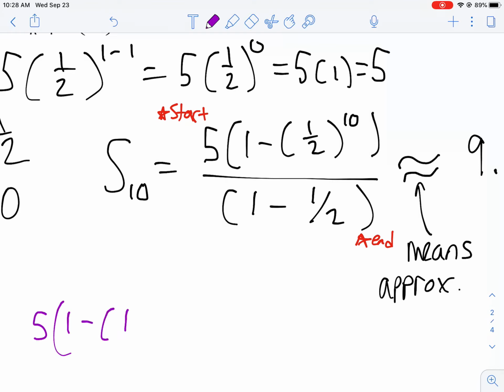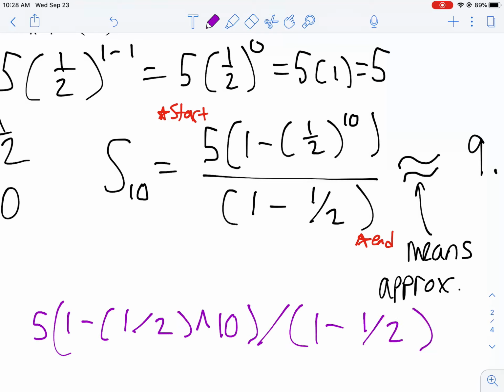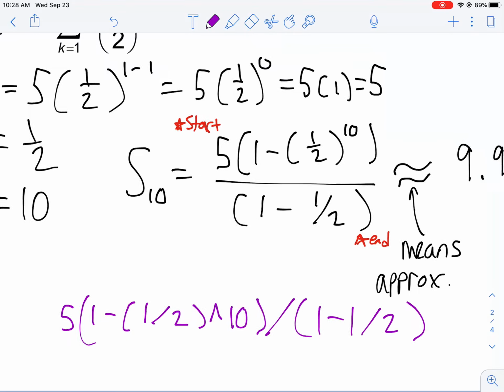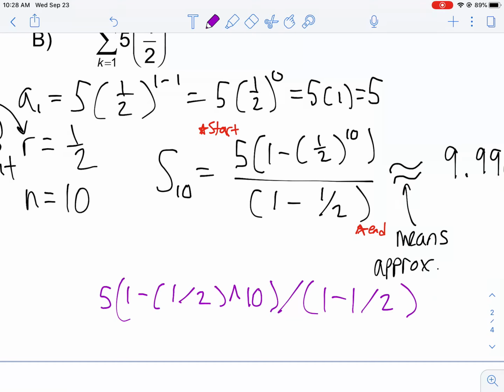So 1 minus parenthesis 1 divided by 2 parenthesis, and then generally most of you have the caret button, so caret 10, close parenthesis, divided by parenthesis 1 minus 1 half close parenthesis, or 1 divided by 2. Okay, so that's how it should look when you put it into your calculator. You start at that 5 up there and end with that bottom parenthesis. If you put it in exactly like that, you will have 0 problems, 100% correct. Alright?